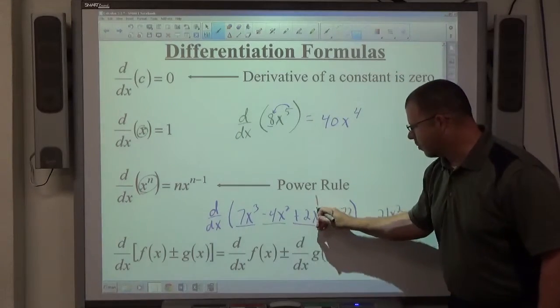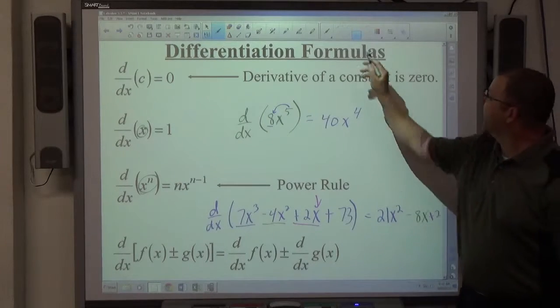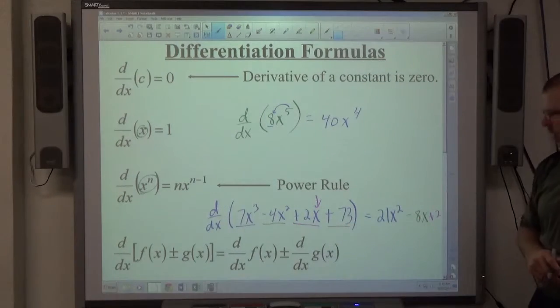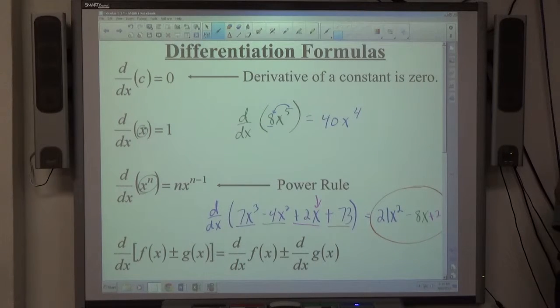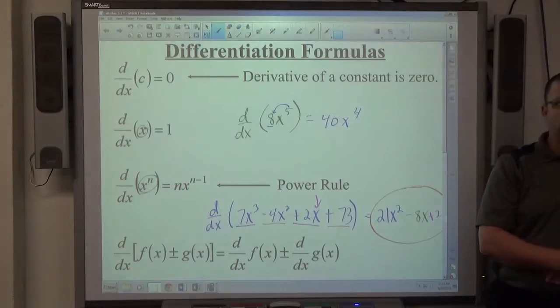2x, derivative of x is 1, right? So that'd be plus 2. And 73 is a constant, its derivative is 0. There's your answer. Alright? So basically you can apply this rule again and again and again for each term individually.